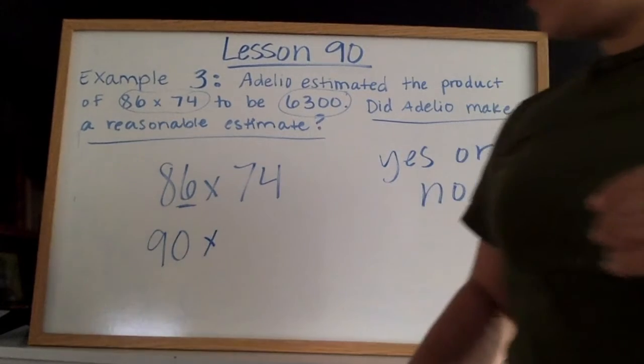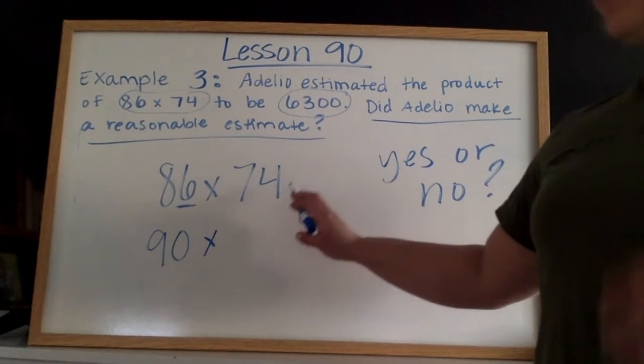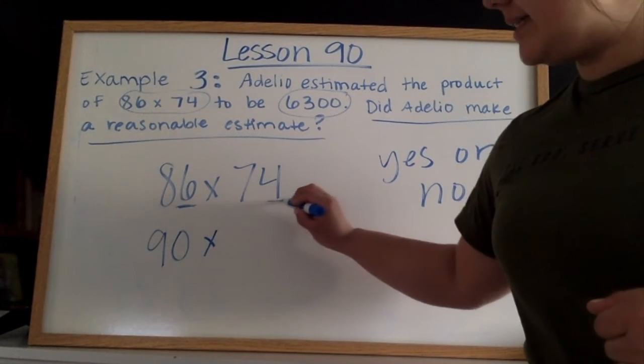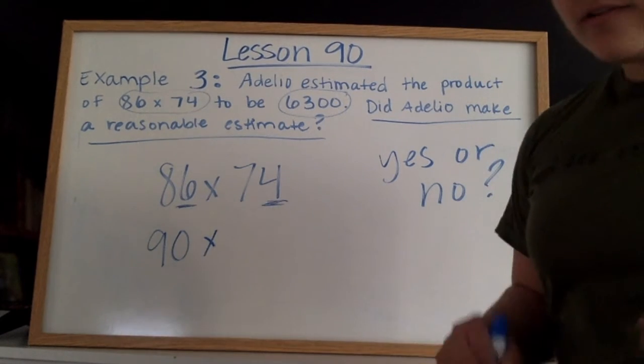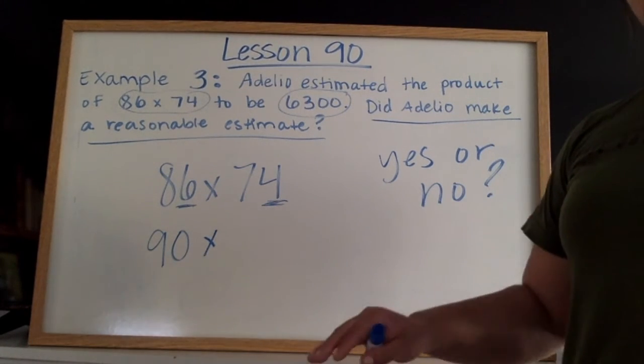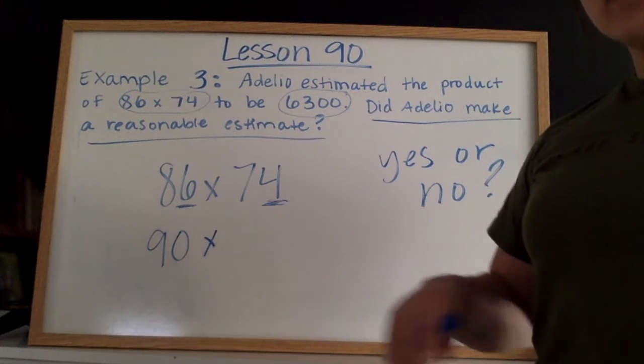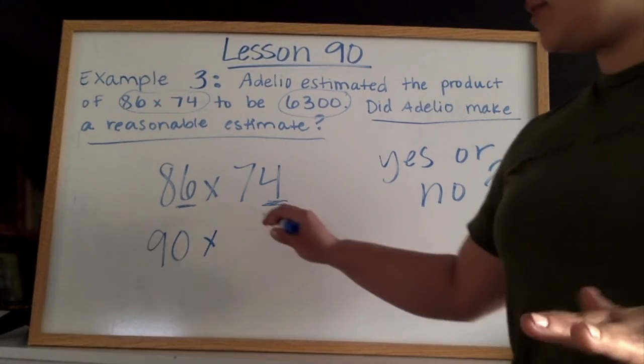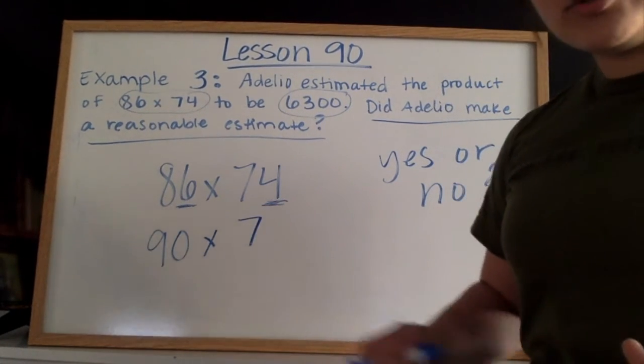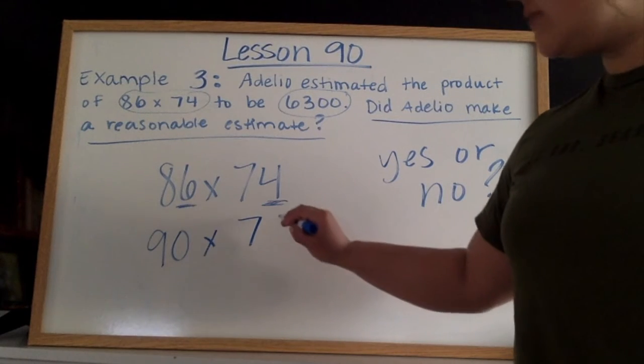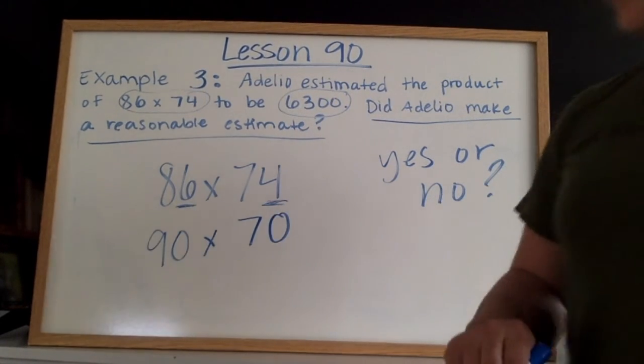And then we're multiplying it by 74. I see a 4. Remember, 4 or less, you let it rest. So this 7 stays the same. It's resting. We don't have to do anything to it. But this 4 is just going to become a 0.